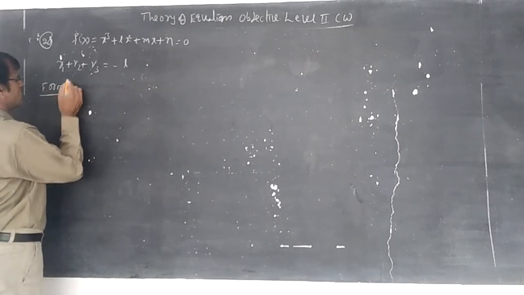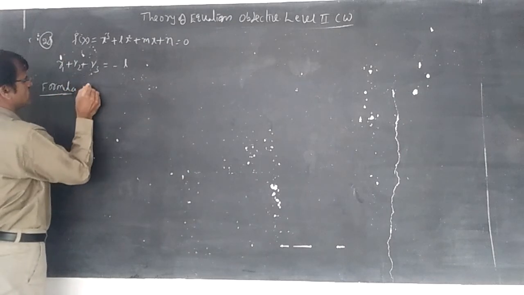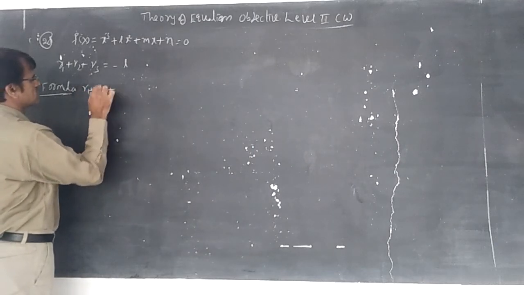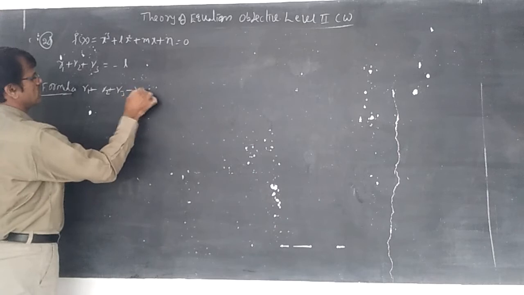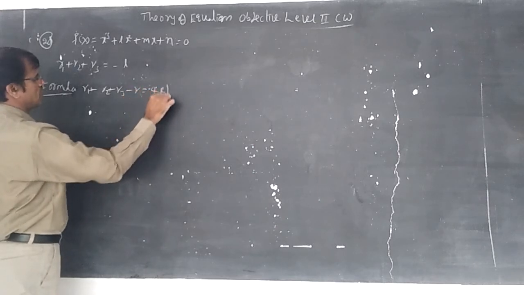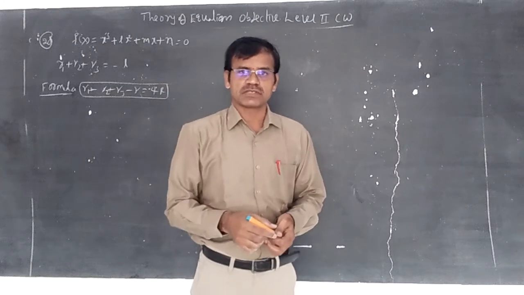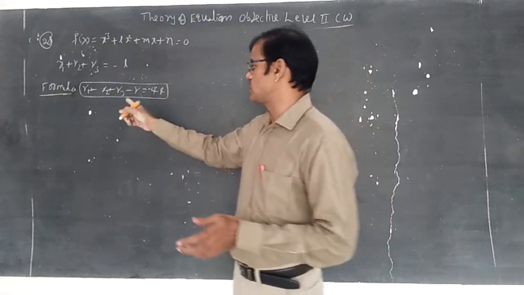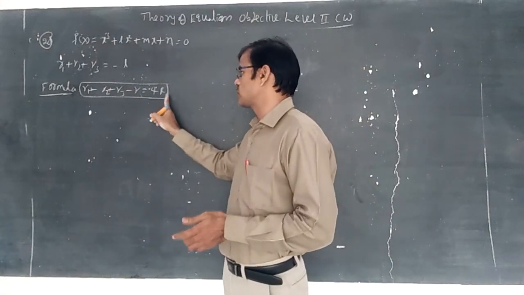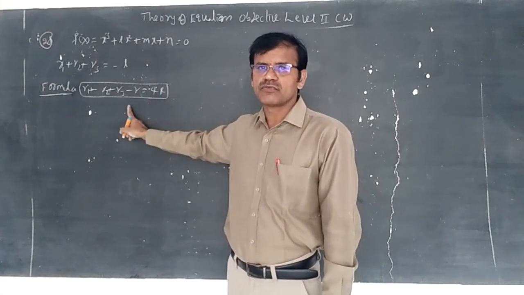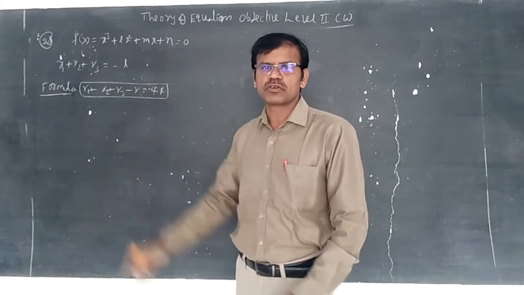Formula from the properties of triangle: r1 plus r2 plus r3 minus r is equal to 4R. Already we have learned that r1 is 4R cos A, r2 is 4R cos B, and r3 is 4R cos C.